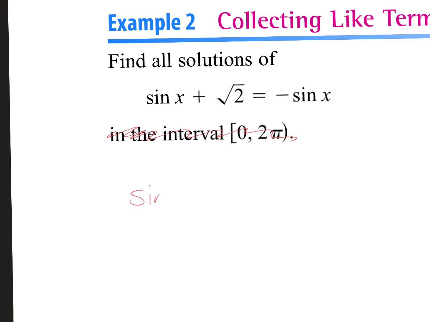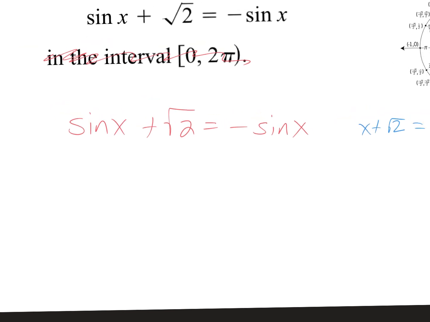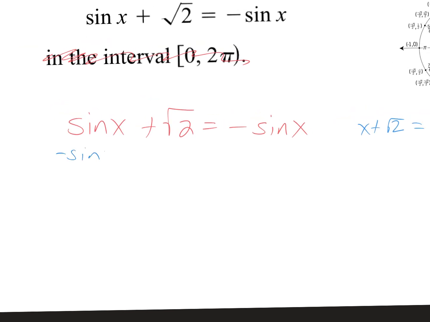I have sine x plus the square root of 2 equals negative sine x. Now, if you guys have trouble visualizing this, rewrite it algebraically. This says x plus the square root of 2 equals negative x. If you were going to solve this, you'd get x's on one side, square root of 2 on the other side, right? Do you notice how they're both the same trig function? So it doesn't matter how you do this. I'm just going to subtract the sine of x from both sides.